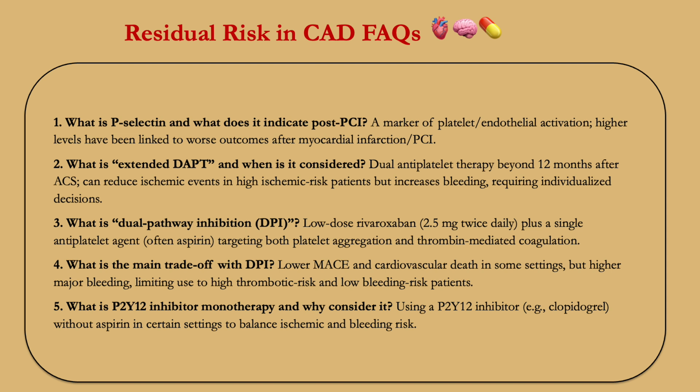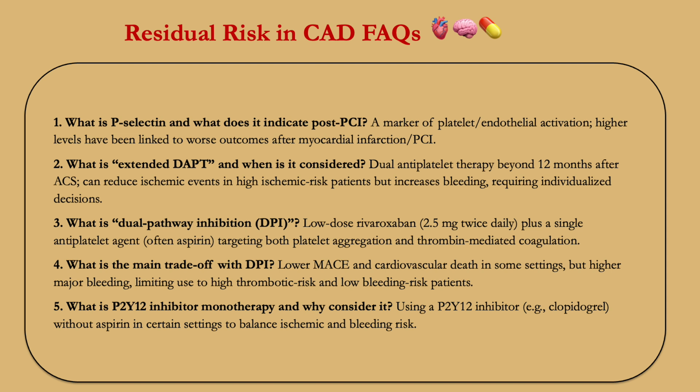What is extended DAPT and when is it considered? It's dual antiplatelet therapy beyond 12 months after ACS. It can reduce ischemic events in high ischemic risk patients, but increases bleeding, requiring individualized decisions. What is dual pathway inhibition? Low dose rivaroxaban 2.5 mg twice daily, plus a single antiplatelet agent, often aspirin, targeting both platelet aggregation and thrombin-mediated coagulation.